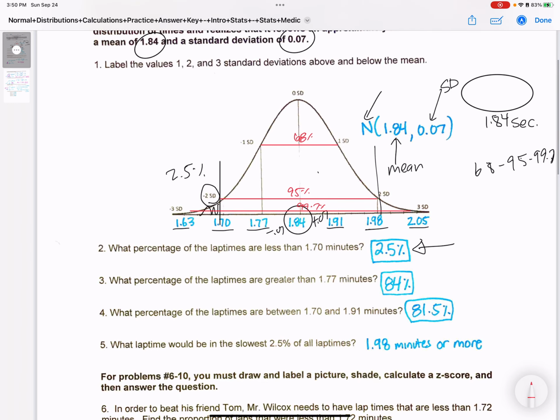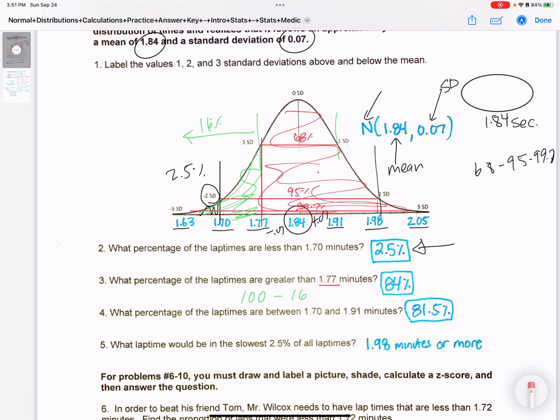So then it says what percentage of elapsed times are greater than 1.77? 1.77 is right here. So we're just going to use a little math. It wants this here, all of that. So greater than 1.77, it doesn't want this here to the left, which I'm going to shade in green. And since this here is 68%, that there is 16%. So it wants all but 16%. So that's what I did. I did 100 minus 16 to get the 84.